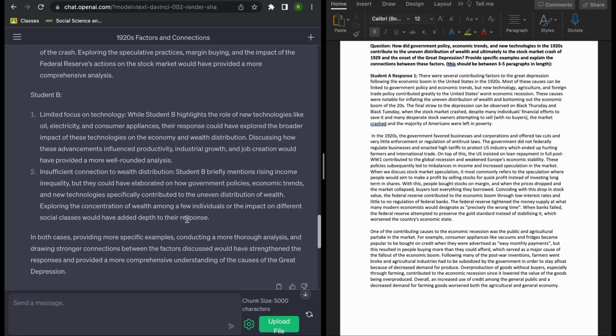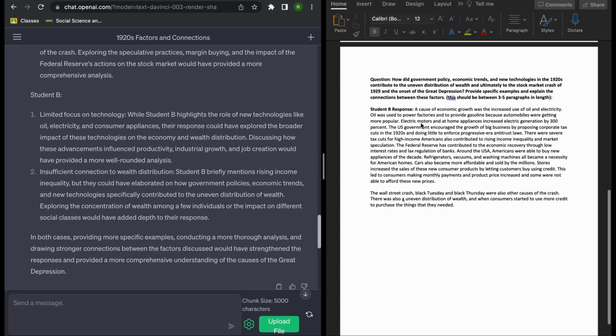Student B, limited focus on technology. If we go back to student B's again, this student definitely hit the topics, but didn't really go further and extrapolate that information to show that comprehension in that DOK 3 or 4 level of what we're looking for. And if anything, some of the stuff that the student put in there were almost verbatim copies from the class presentation.